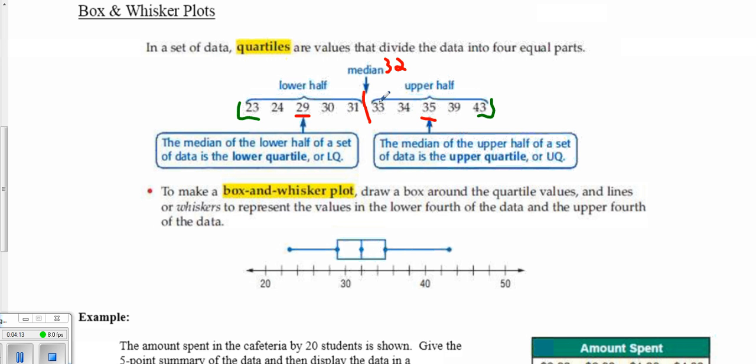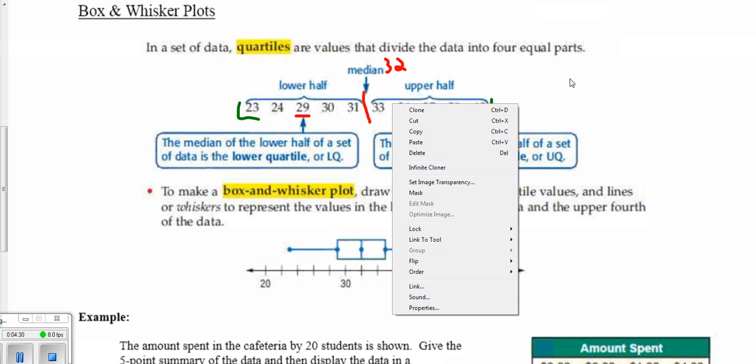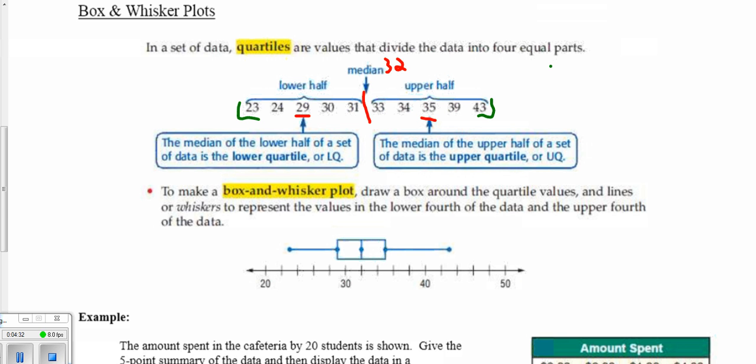We now have our 5-point summary. 23 is the lowest, 29 is our lower quartile, 32 is our median, 35 is our upper quartile, and 43 is our max value. All 5 points are shown here. We can see each of them. So this would cover our 5-point summary.